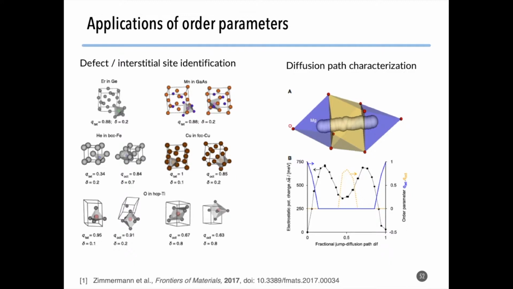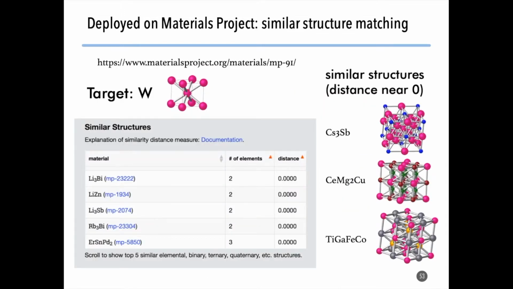You can also use these order parameters to characterize diffusion paths. So if you have magnesium diffusing from a tetrahedral to an octahedral back to a tetrahedral site, you can use these order parameters to describe how the coordination of magnesium changes from tetrahedral down back up to tetrahedral and octahedral spiking here. So one thing we did with this is that we actually released a tool on this materials project website where you could take these structure fingerprints, which are the collection of site fingerprints, and get similar materials. So this is something that's typically hard to do.